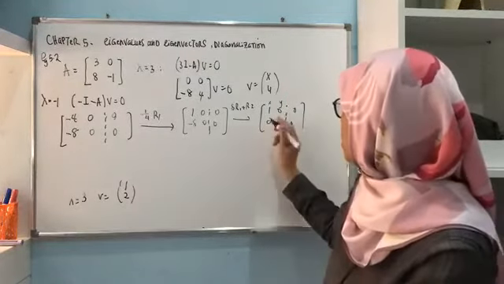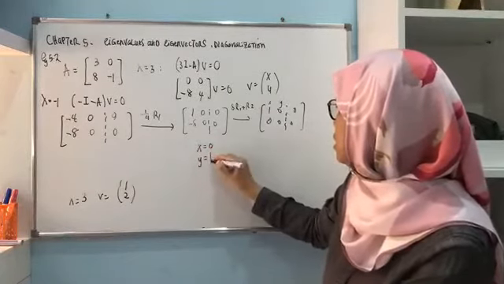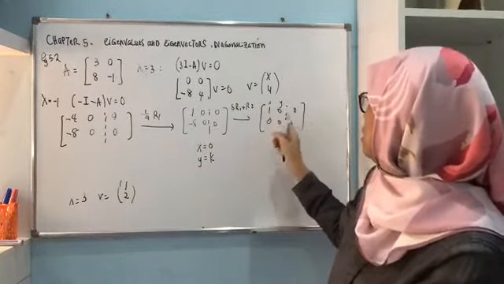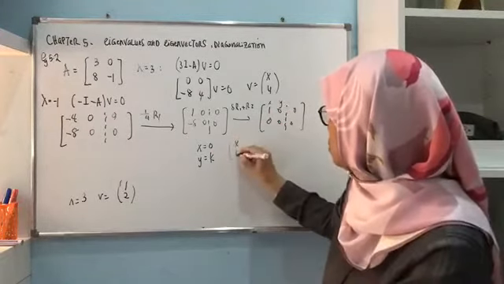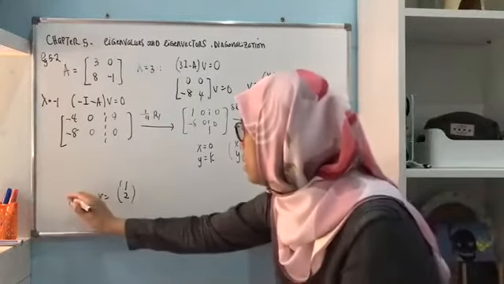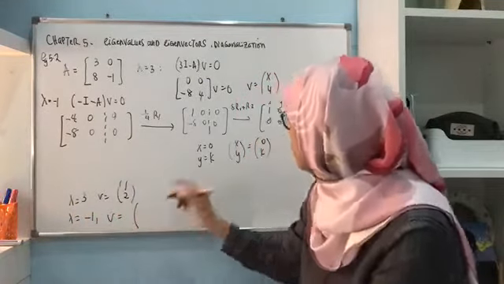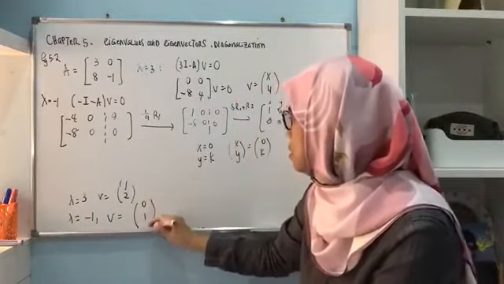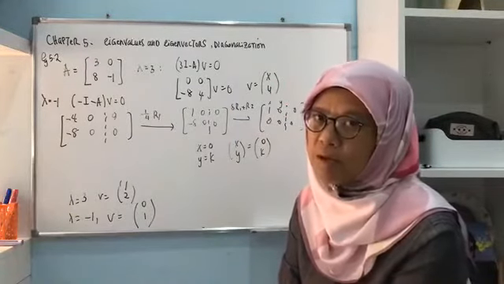Now to solve this, you will put x is 0, y is k, right? You read this, x is 0, and you read this, y is free. So xy is 0, k. So when lambda is negative 1, you can have one eigenvector. Okay?